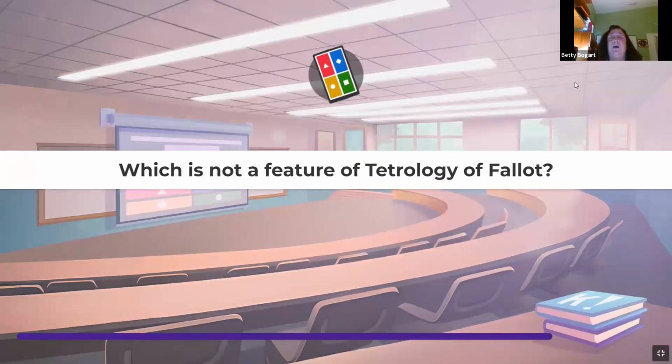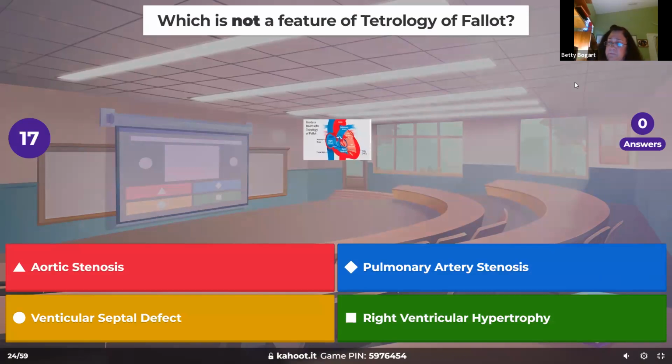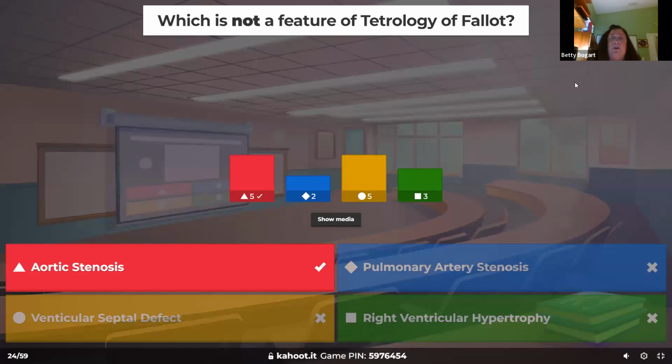What is not a feature of tetralogy of Fallot? I'm going to go into this a little bit more because this is the diagnosis you're going to see on HESIs and NCLEX. I've had many students come back and said, yep, you were right, tetralogy was there. It is what we consider a cyanotic heart disease. It has to do with the pulmonary artery. Somehow it either closes or a piece of tissue covers it, and no blood can go from the right ventricle up into the lungs.